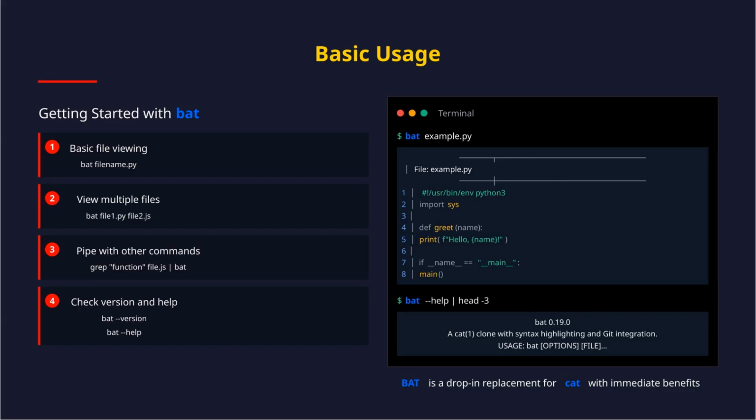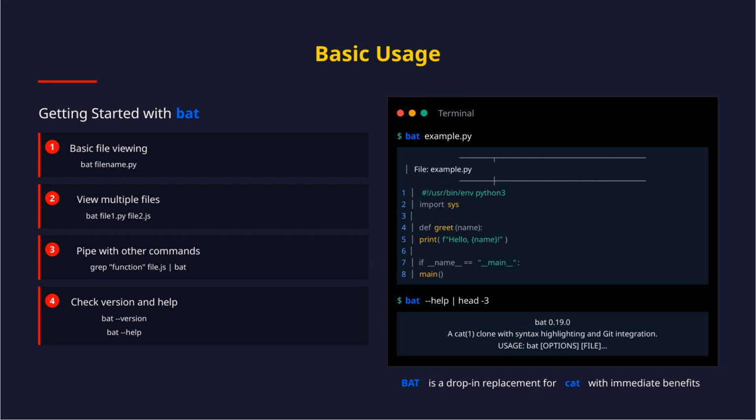Here's a Python file viewed with regular cat. Pretty boring, right? Just black text on a white background. Now here's the same file with bat. Oh, look at that syntax highlighting. Keywords in blue, strings in green, comments in gray.